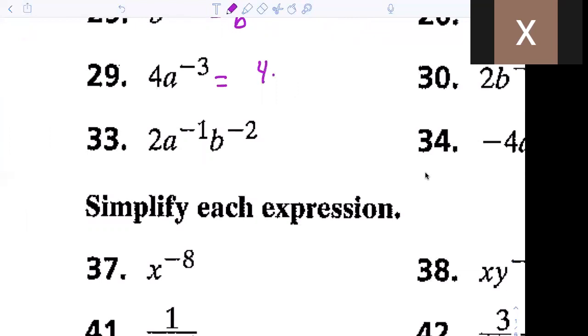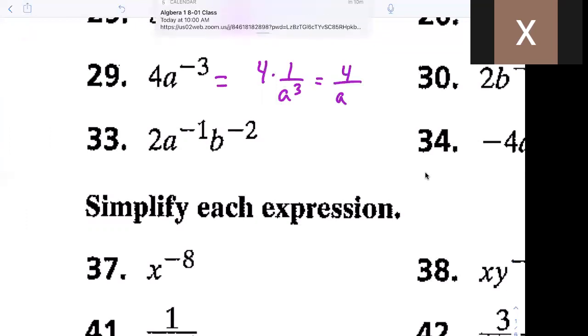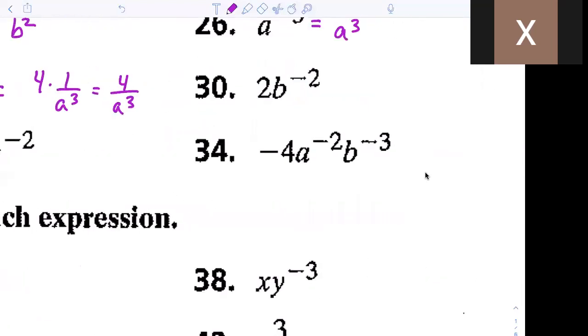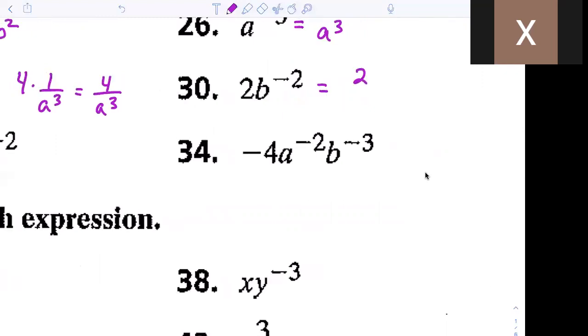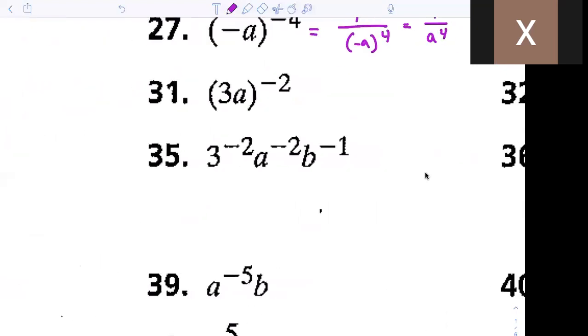Okay, I'm accepting that. 4 times 1 over a to the 3rd is the same as 4 over a cubed. You with me on this? Yeah, that's what I thought. Number 30, who's next? Ava, you're up. All right. Oh, this ought to be interesting. Trimble. 1 over 3a.